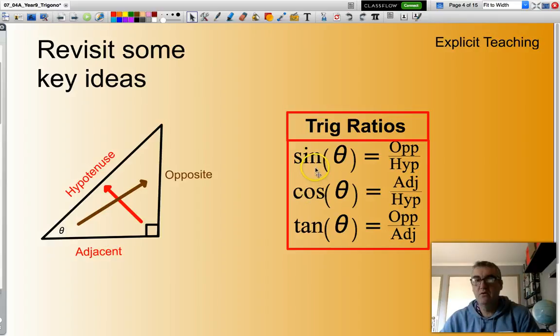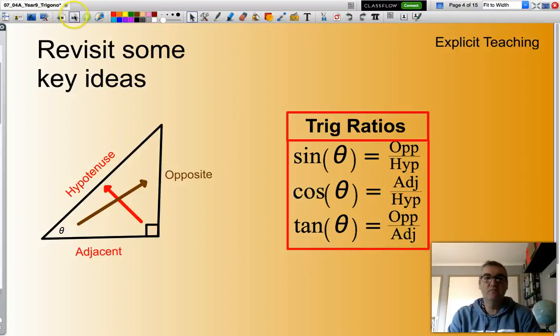Also comfortable with the names of the trig ratios. Sine theta equals the length of the opposite divided by hypotenuse. Cos theta is the length of the adjacent divided by the hypotenuse. And tan theta equals the length of the opposite divided by the length of the adjacent.